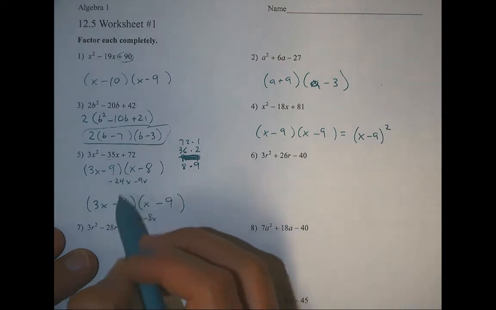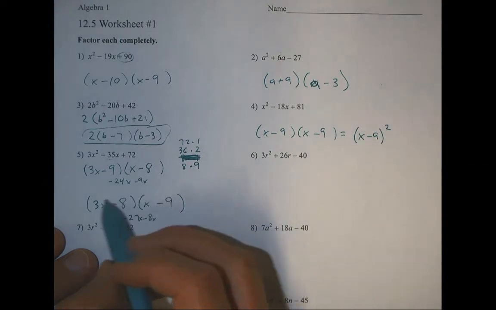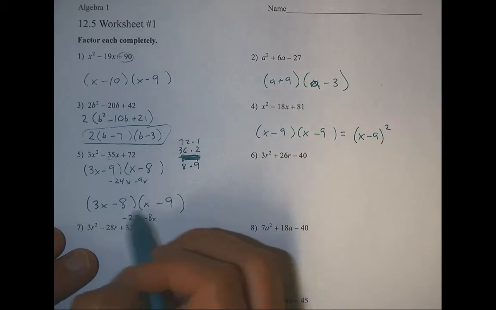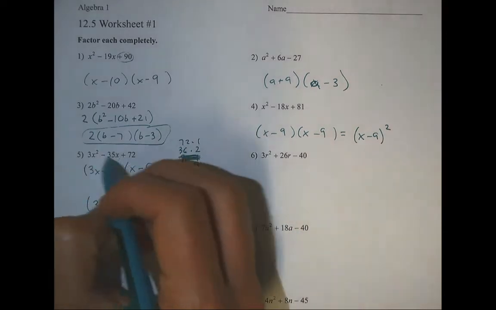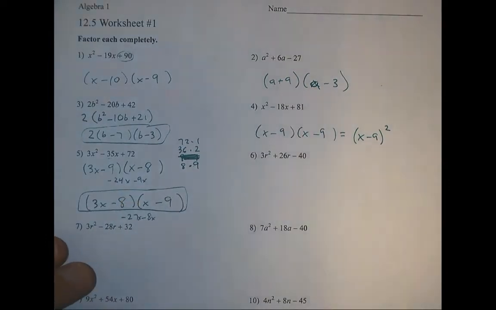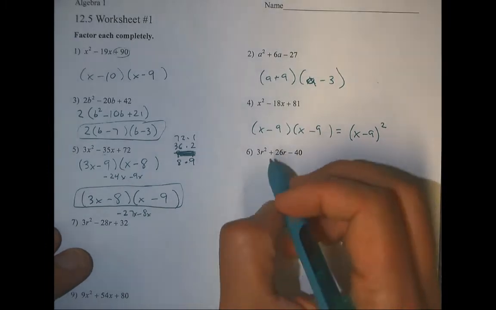So I get the 3x squared here. I get the positive 72 here. And after I've multiplied the 9 times 3 and the 8 times x, I'm going to end up with the 35. And so this is going to be my correct answer. So it's a little bit of trial and error. All right, number 6.